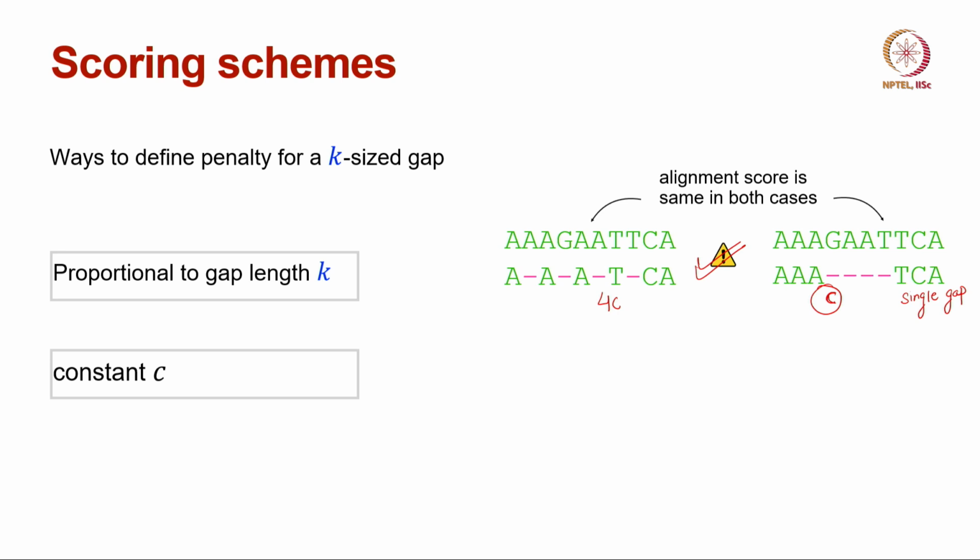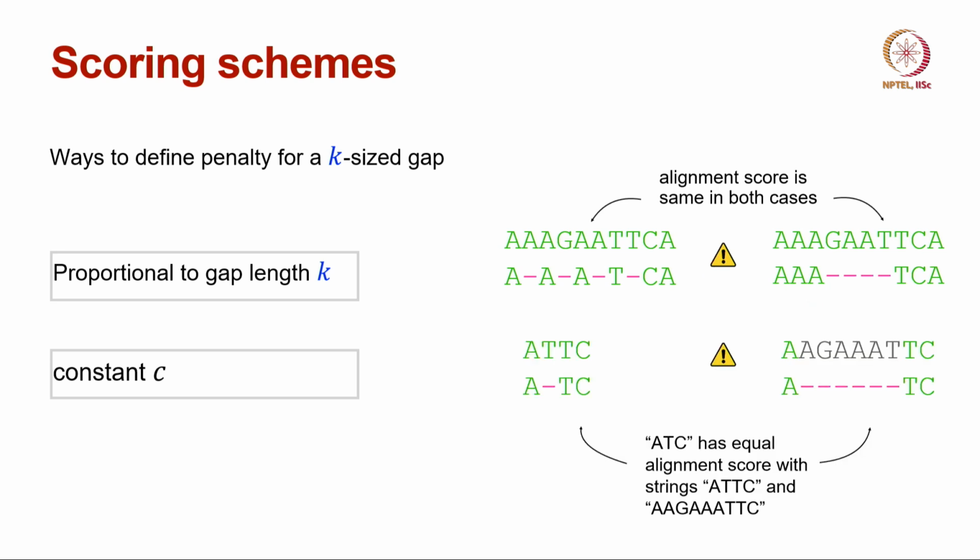However, there is another issue. If you consider this example, the sequence ATC will have an equal alignment score with sequence ATTC, as well as with sequence AAG AAA TTC, because in both cases you have 3 matches and I would penalize c because there is a single gap. In the right hand side case also there is a single gap, so I would penalize c.